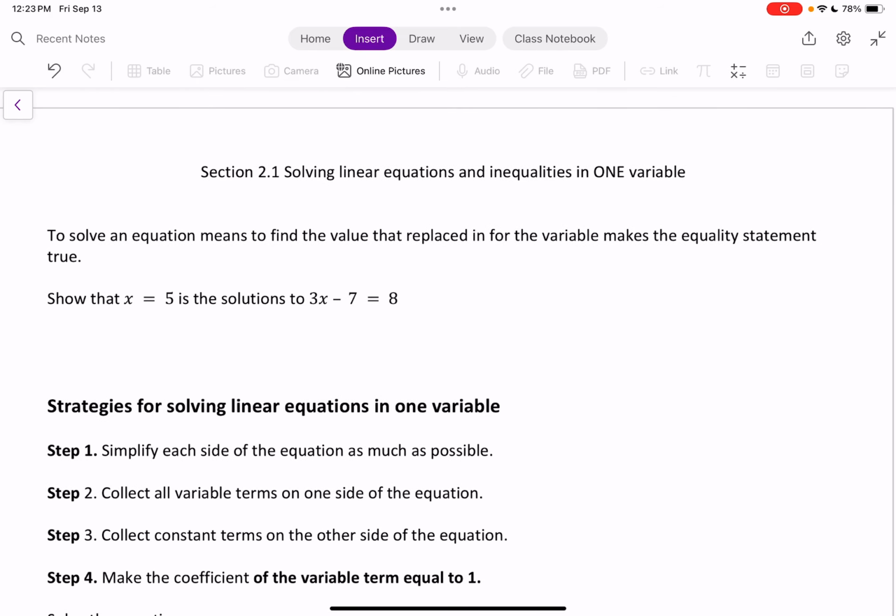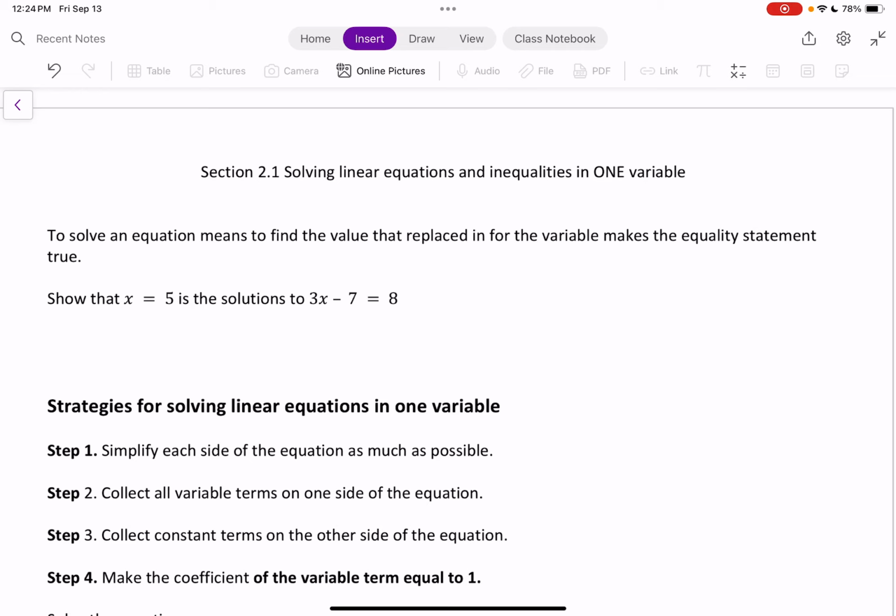All right, class, welcome to chapter 2. So in this chapter, we will be looking specifically at linear functions and then absolute value functions. But before we get to talk about functions, I definitely want to review with you how to solve linear equations and inequalities in one variable. And then we'll move on to two variables and so on and so on.